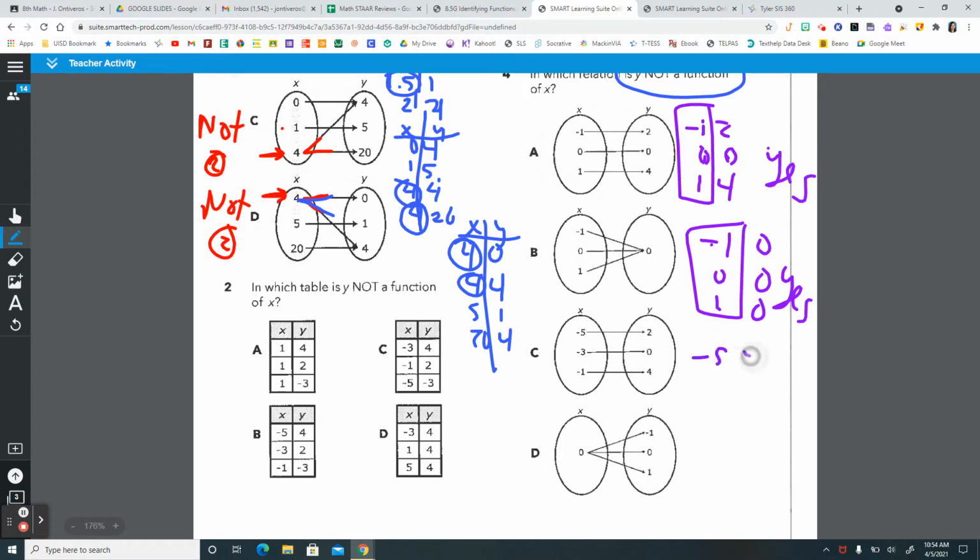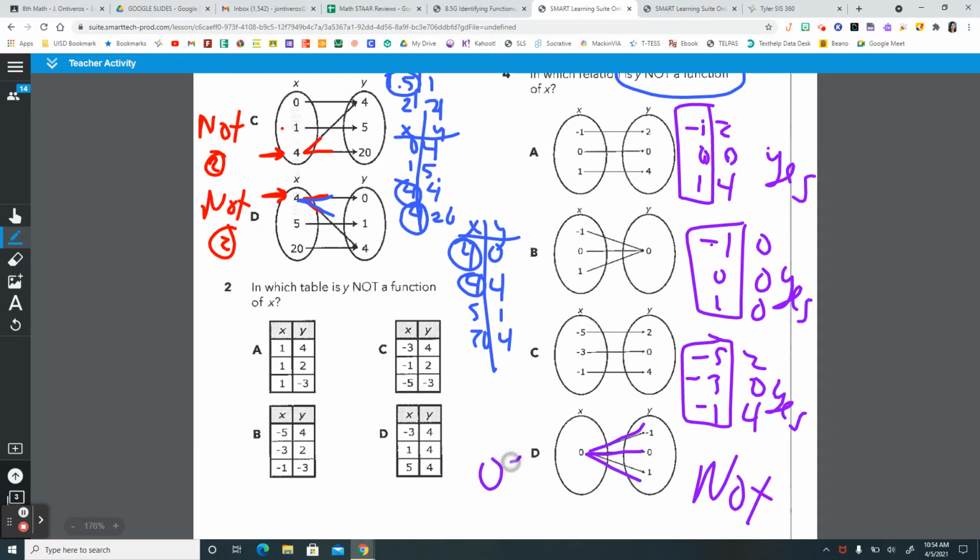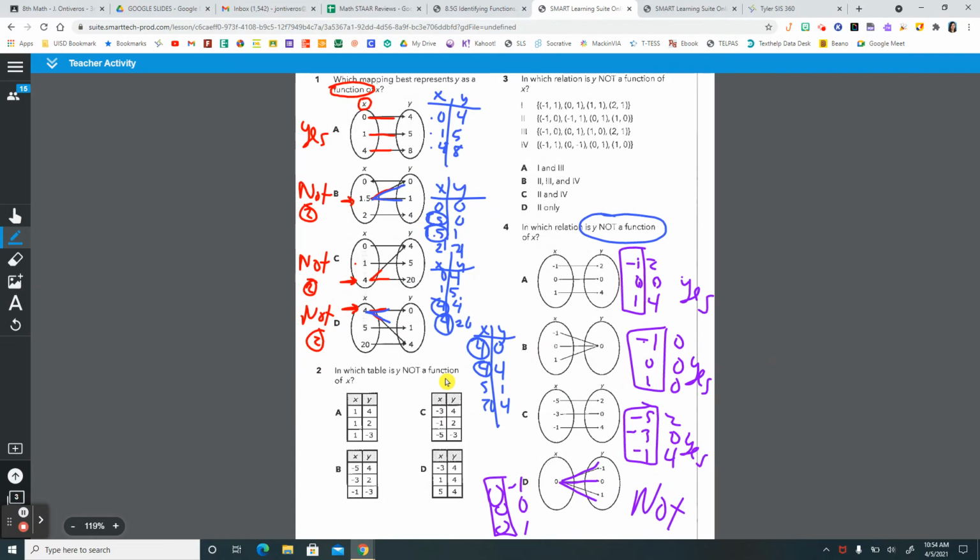Here's negative 5 with a 2, negative 3 with a 0, and negative 1 with a 4. Notice that the x's are not repeating. This is a function. And this one is not a function because it's touching 3 points. It's 0 with a negative 1, 0 with a 0, and 0 with a 1. So the 0 repeats, and that should be your answer. Okay, for number 2 here.